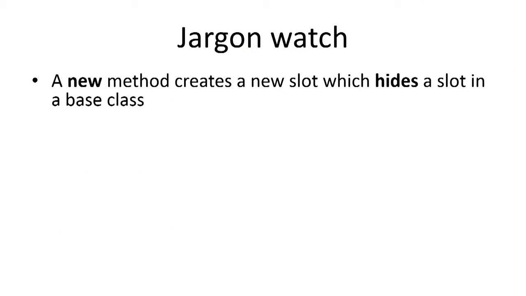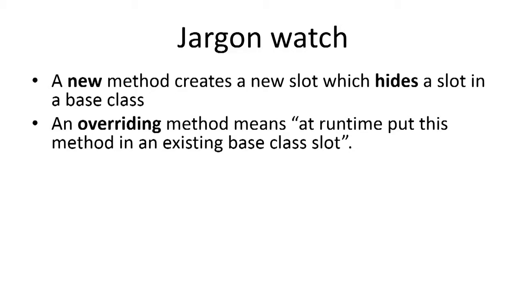So I want to pause just briefly and summarize what I've just said in one place to make sure that it's all clear. A new method creates a new slot, and that hides the slot in the base class. We call this method hiding, because when you call toString on a person object, and the object has a new method, then essentially what we have done is we've said, we're going to choose the new slot over the old one. We're going to hide the old one from view. Overriding a method means at runtime, I want you to put this method into that slot.